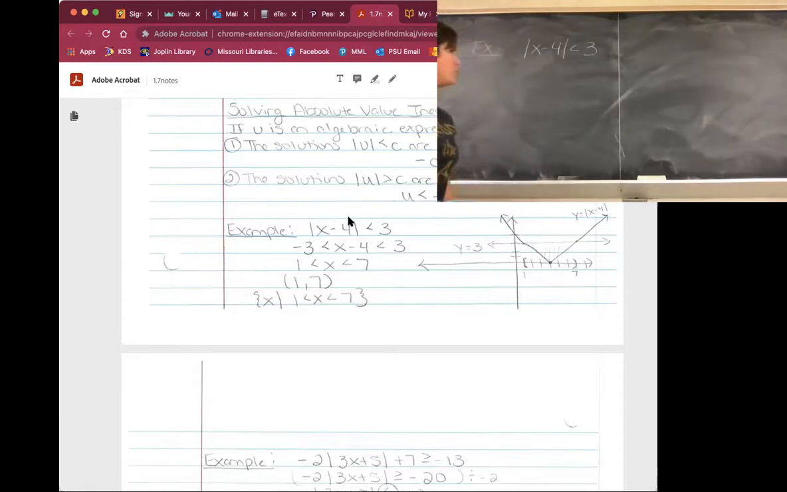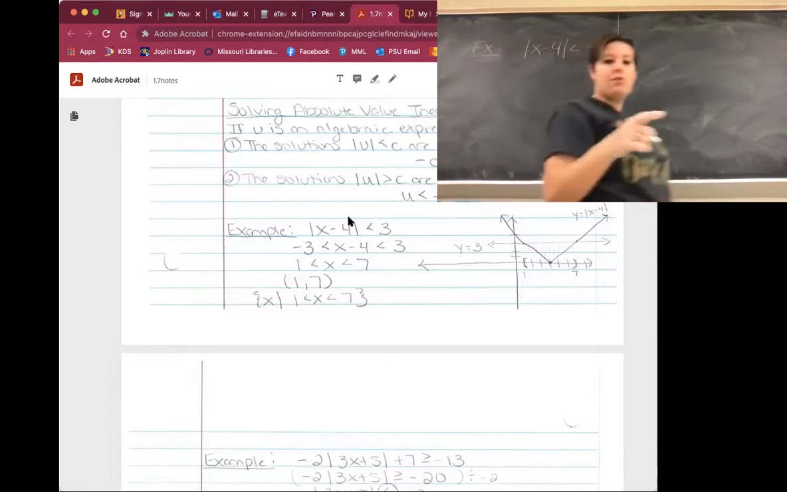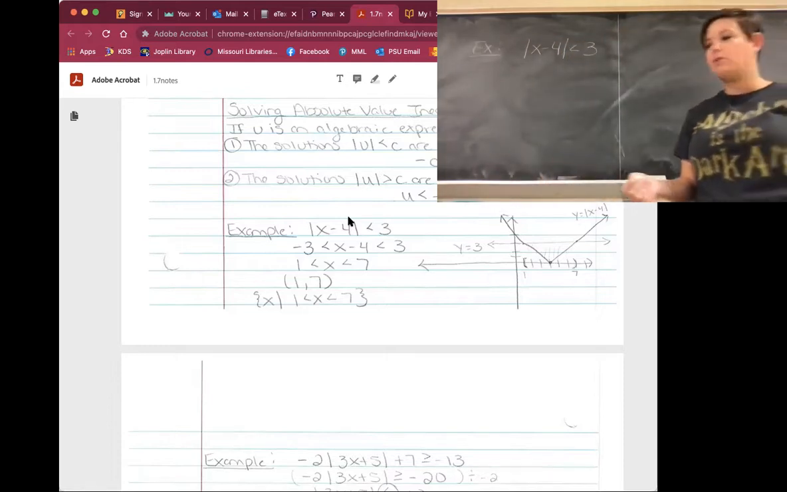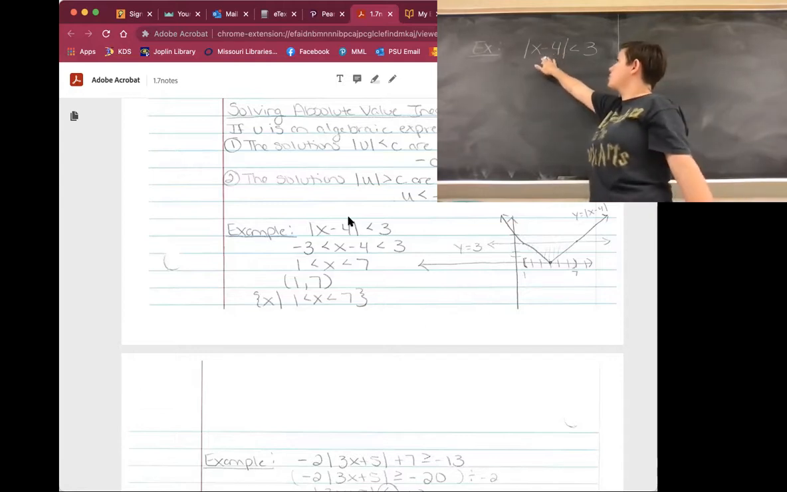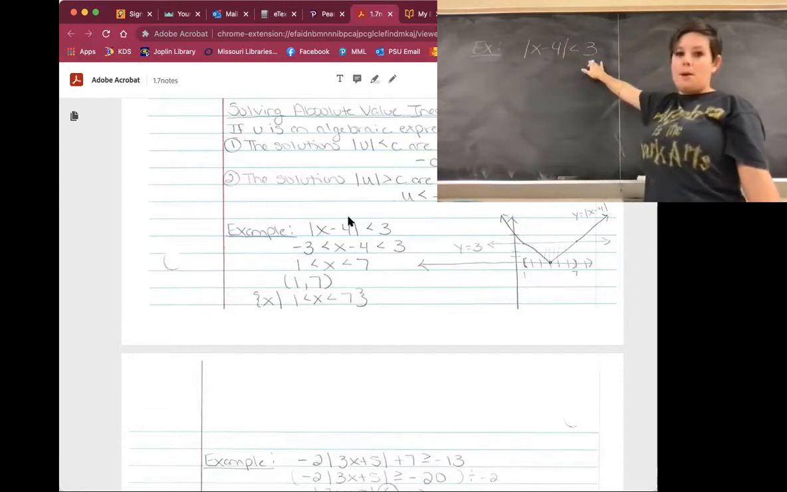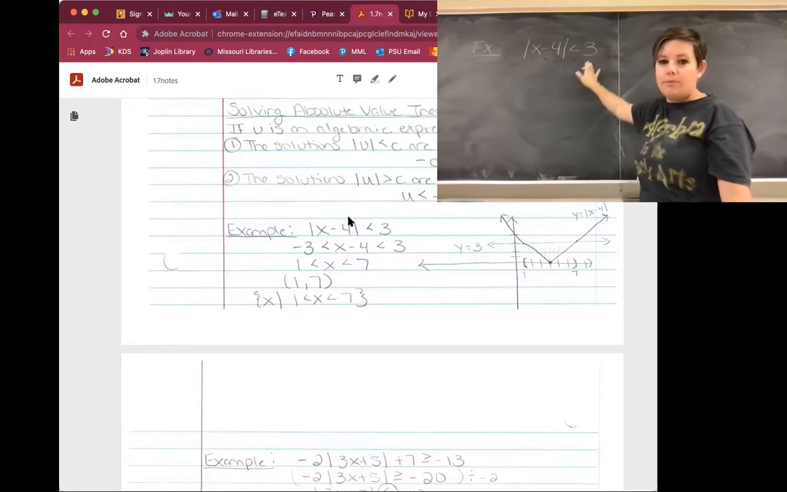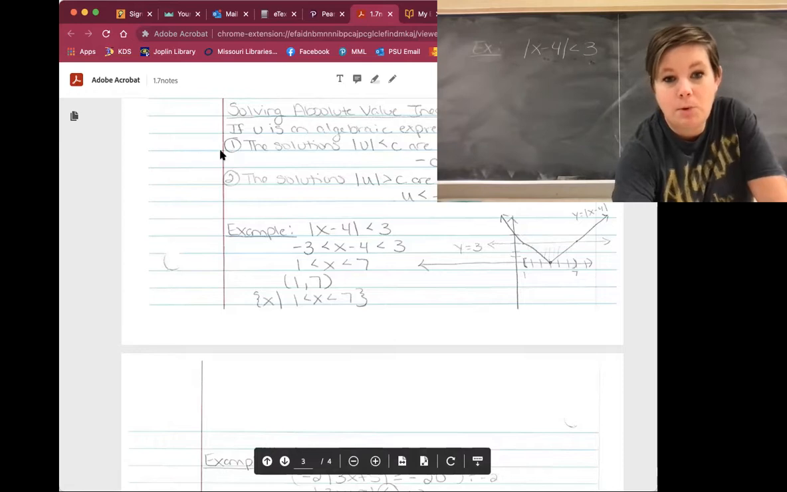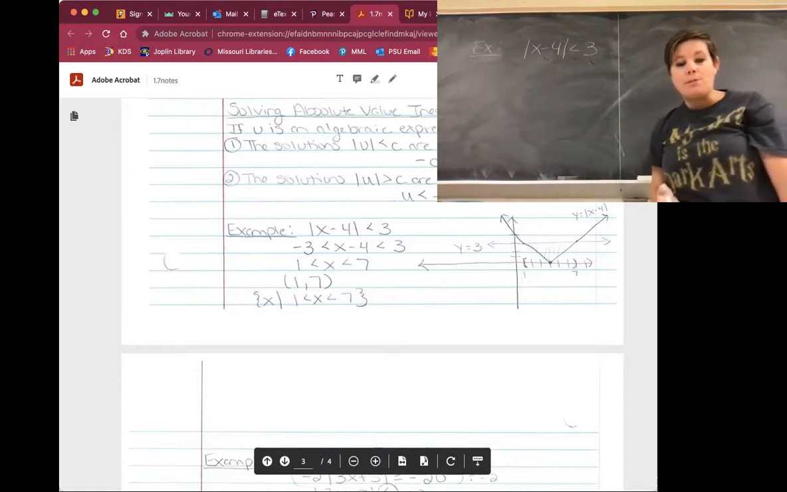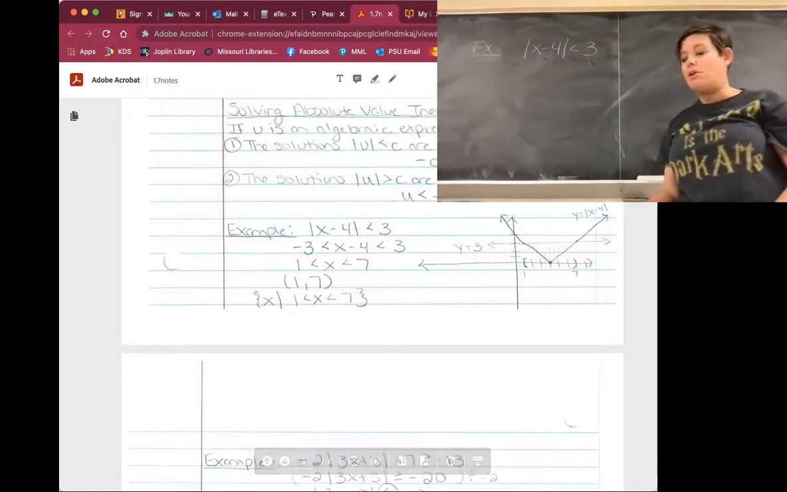Okay, so which situation do we have? Do we have the first situation or the second situation? Well, let's look. We have this expression is less than a positive number. So less than a positive number, we're talking about number 1, solutions where the absolute value of U is less than C means that we can say negative C is less than U, which is less than C. That's how we drop our absolute value signs in order to solve this.